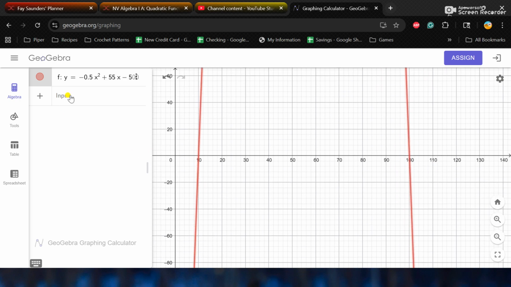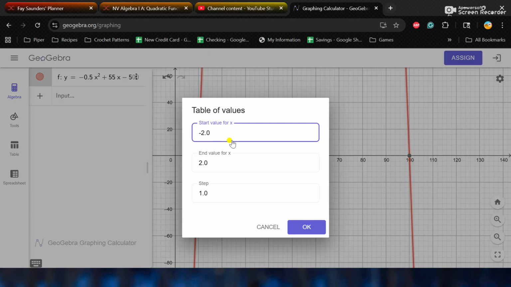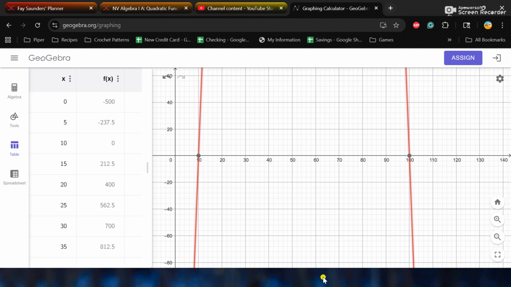We're going 0 to 100. So let's go table. Start value for x is going to be 0, and end value for x is going to be 100. And because we're going 0 to 100, that's kind of a lot. We'll do steps of 5. Okay. Let's see what they got.